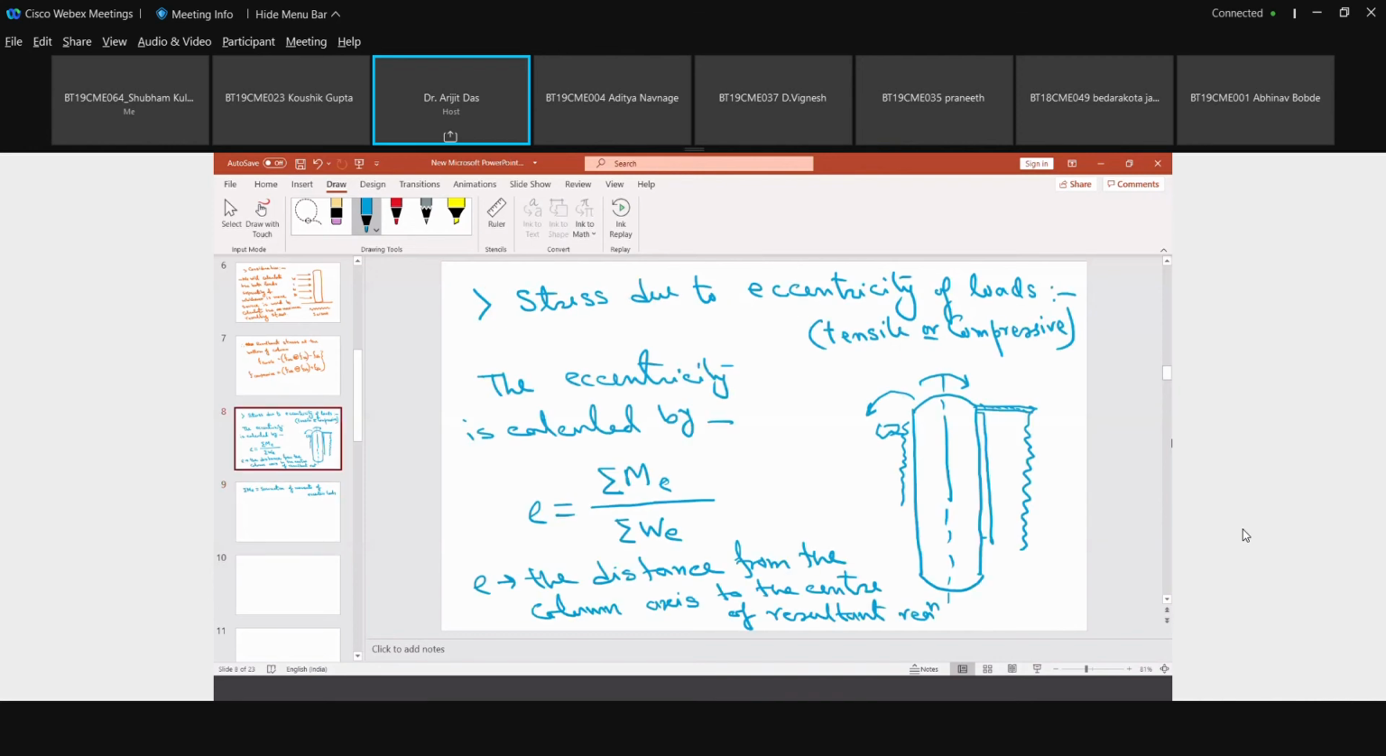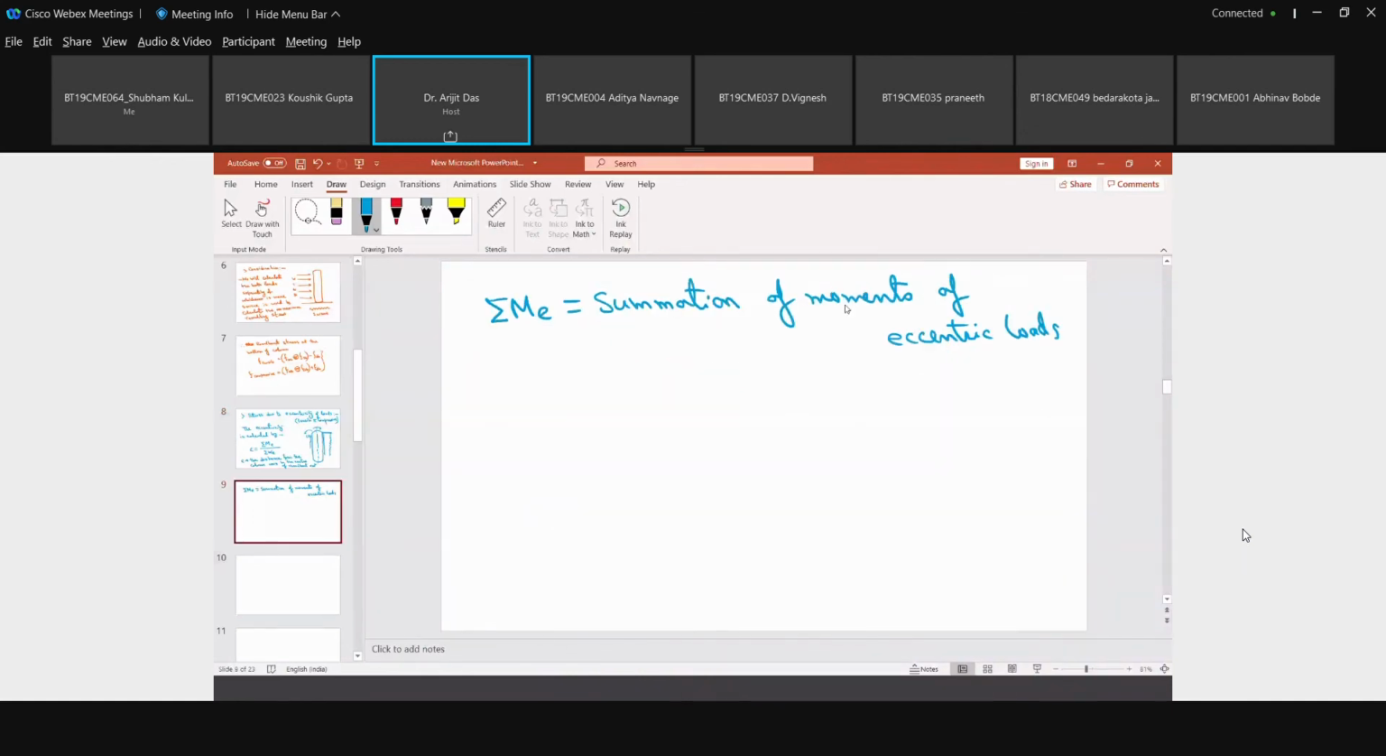there is a bending moment due to this ladder. There is a bending moment due to this eccentric load platform, piping. So all we have to calculate. So the individual bending moments and their summation is nothing but the summation of ME. And what is WE? It is easy. It is nothing but the summation of all eccentric loads, meaning their weight.